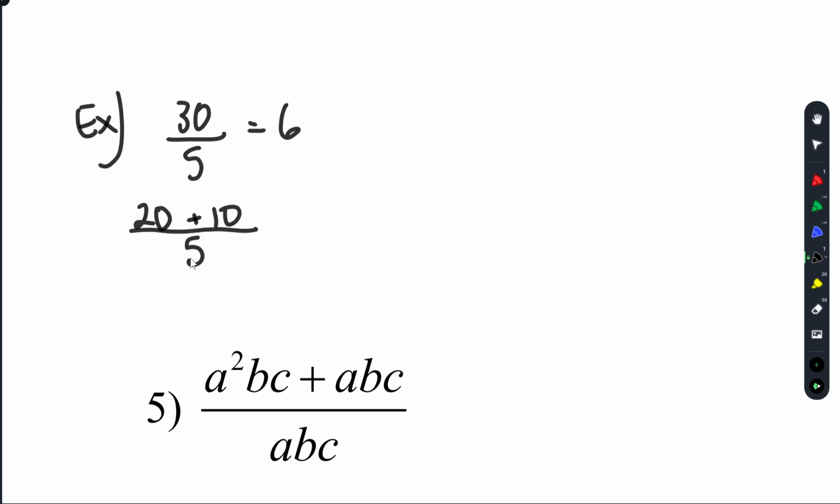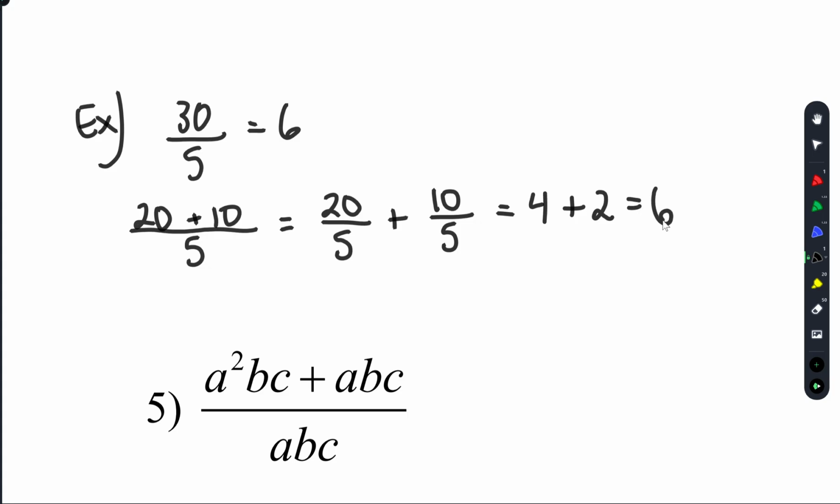I mean, why would you do that? But I'm just trying to get you to think about the variable ones. What's legal to do is you can do 20 divided by 5 plus 10 divided by 5. If you did 20 divided by 5, you get 4. 10 divided by 5 is 2. And there you go, you get 6. So I'm trying to illustrate why it's legal to do this. Basically you divided each one by 5 and separated the addition. So this is legal. This is fine.